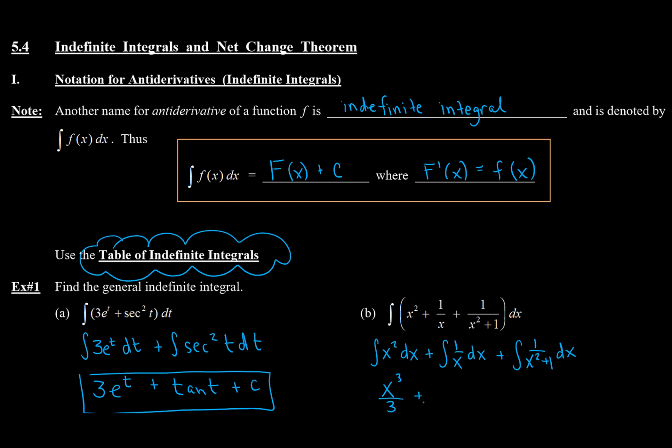Here, you are doing the natural log of the absolute value of x. And here, 1 over x squared plus 1, that's the inverse tangent of x. And then don't forget your plus c. And again, don't forget, if you don't remember what these things are, got to have those derivatives memorized.